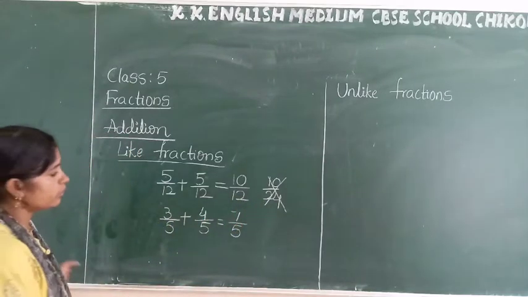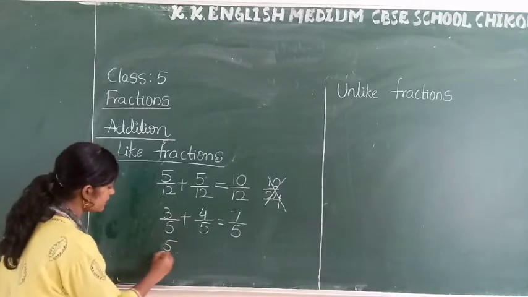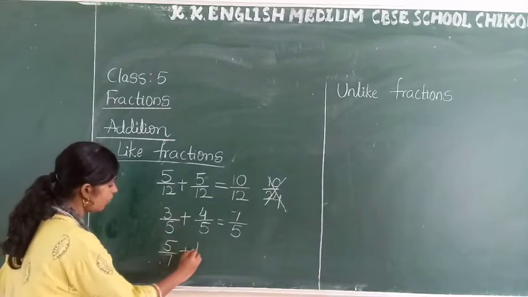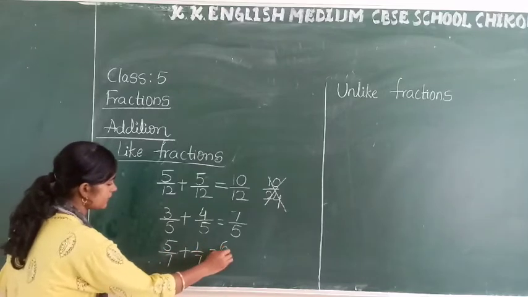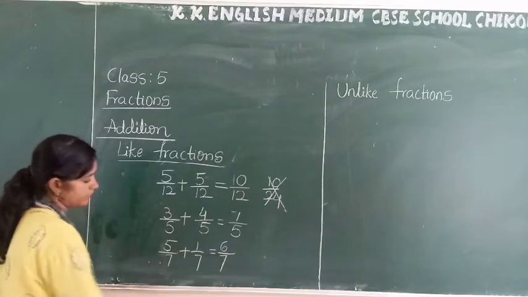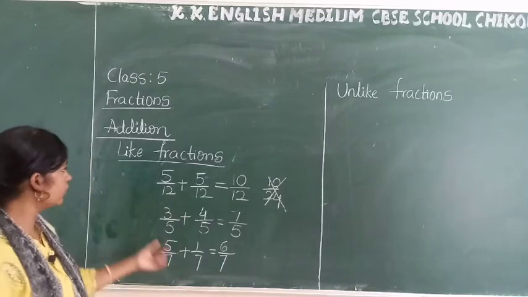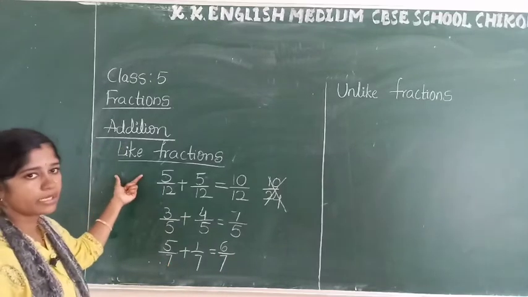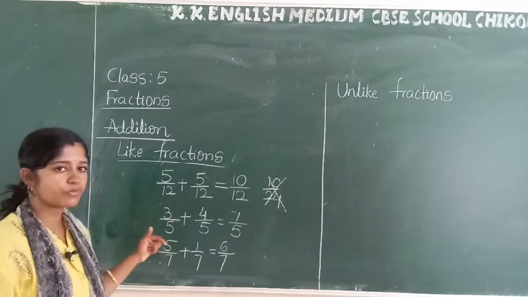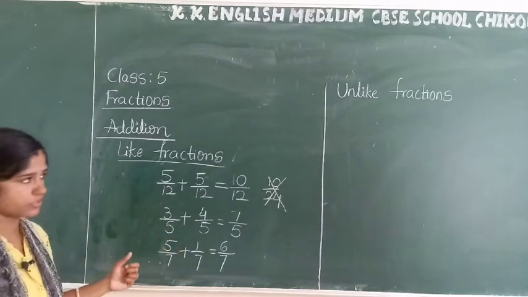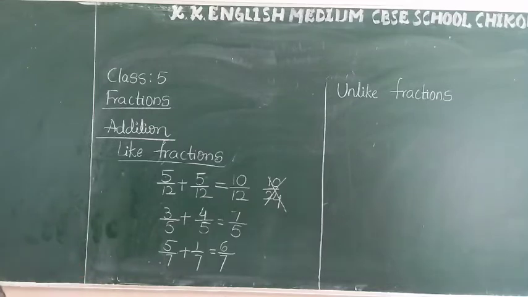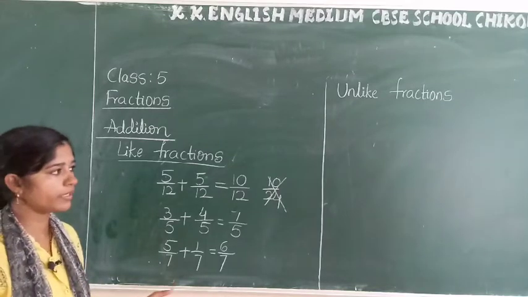Then take one more example here. 5/7 plus 1/7. Add here. 5 plus 1 is 6 and here 7. Don't add the denominators. So this is addition of like fractions. In the previous video you learned how to compare the fractions. This is about like fractions. Try to solve your practice time.